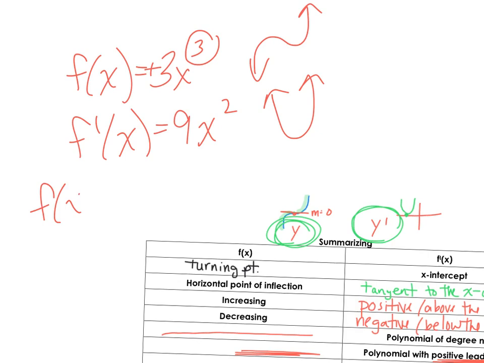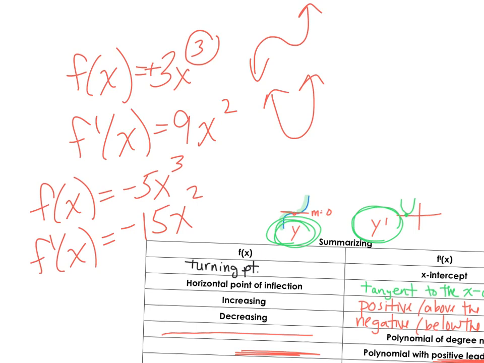If the function is negative 5x to the third, my derivative is going to end up being negative 15x squared. So I had a negative x cubed, and now I have a negative x squared for my derivative. The leading terms are going to be the same. They're not going to change when I do the power rule.